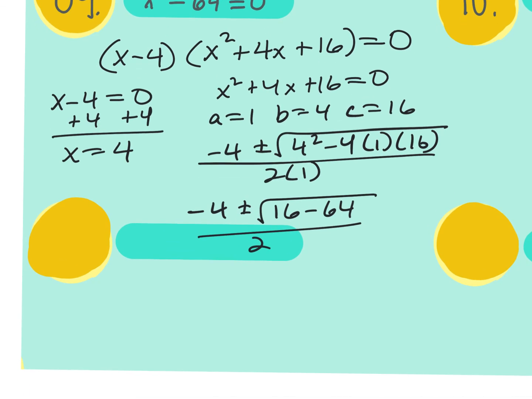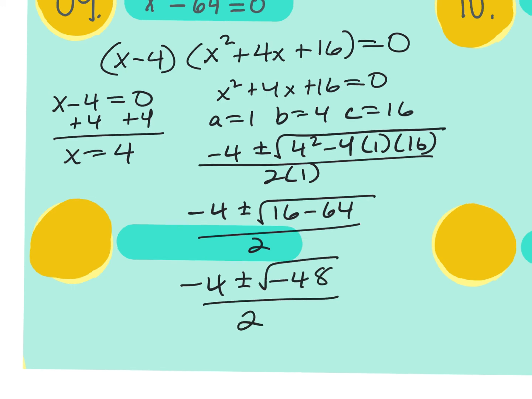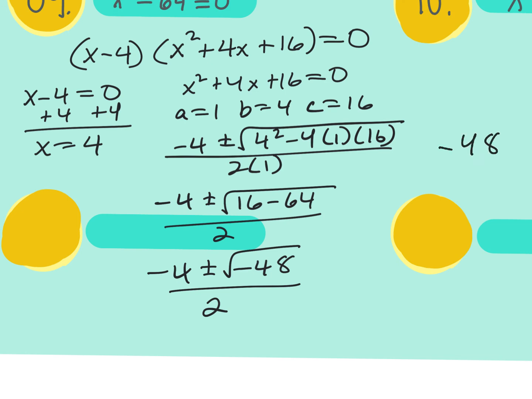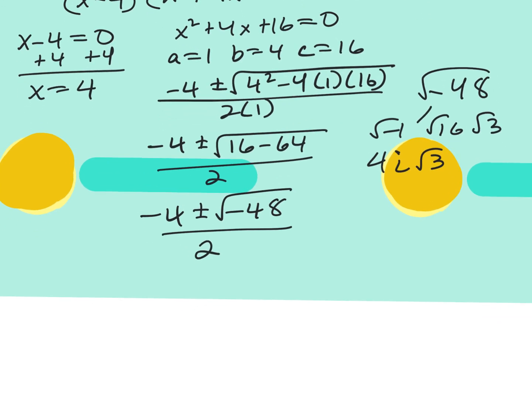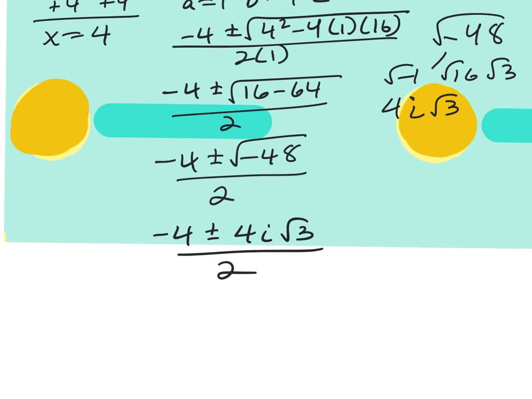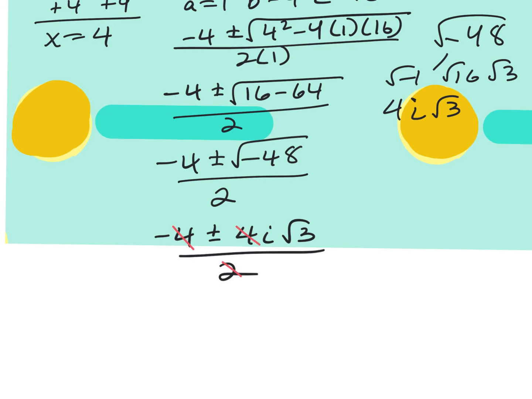Don't be tempted to simplify yet. You got to break down the radical first. Negative 4 plus or minus the square root of negative 48 over 2. Let's break down the 48. We already did it, but let's do it again. So negative 1, 16, and a 3. This becomes i, so 4i radical 3. So negative 4 plus or minus 4i radical 3 over 2. And we got to simplify first. So this becomes a 2, and a 1. So negative 2 plus or minus 2i square root 3. So these are your two imaginary.